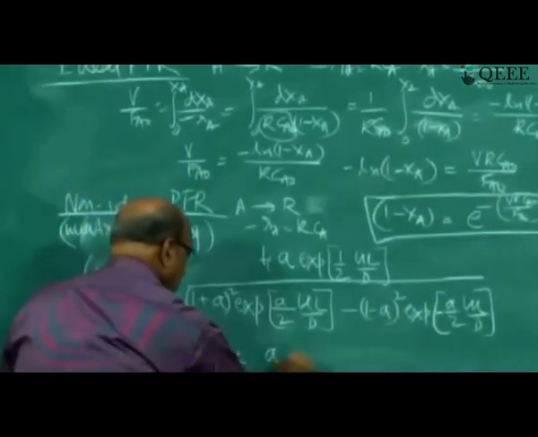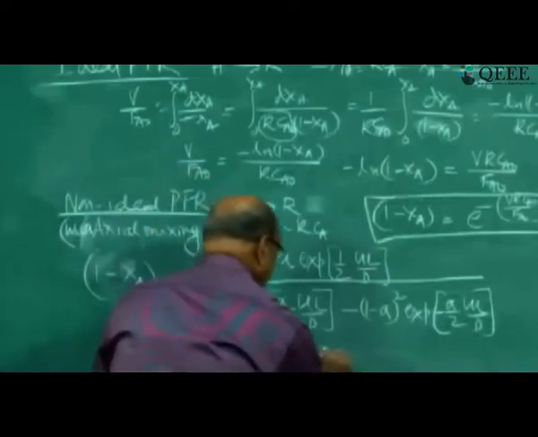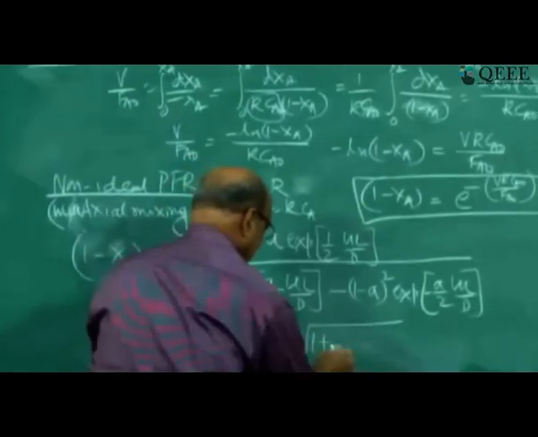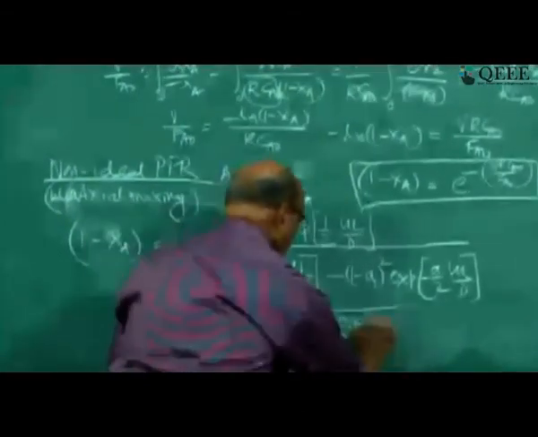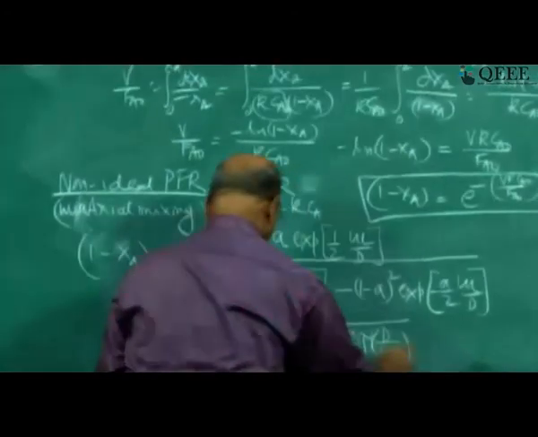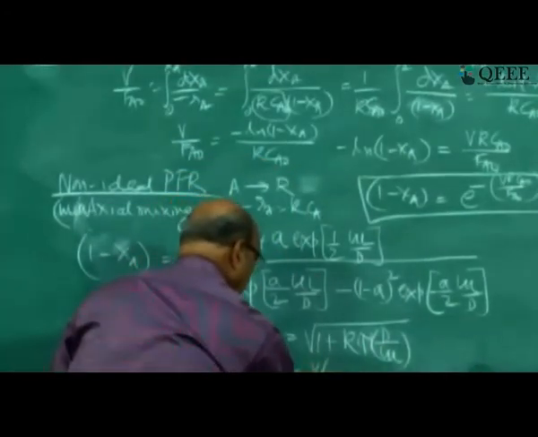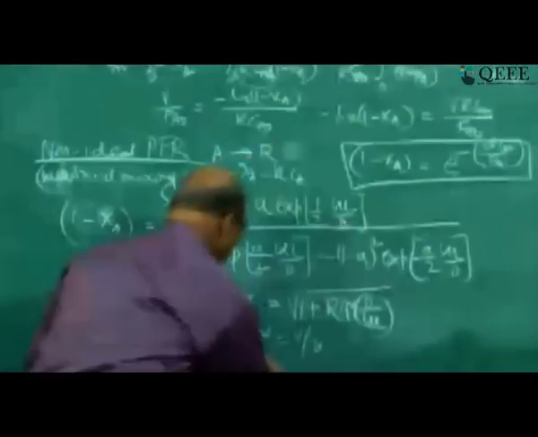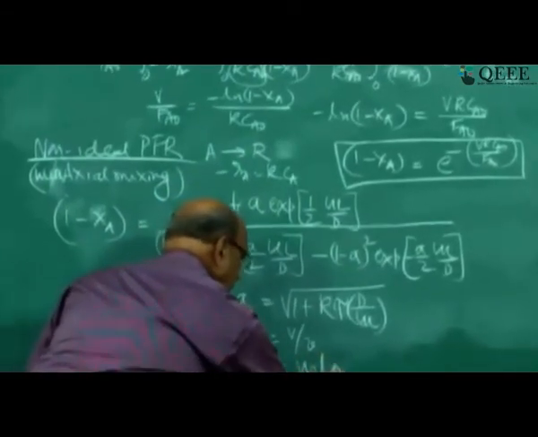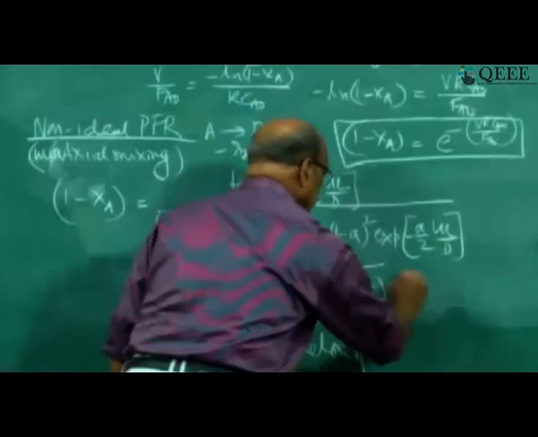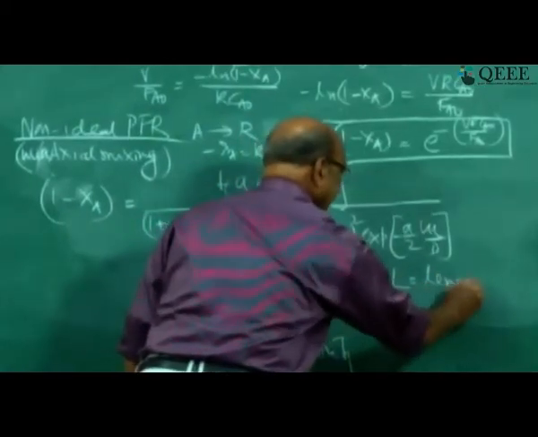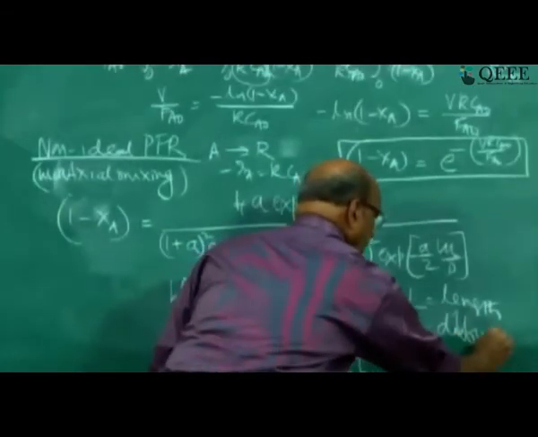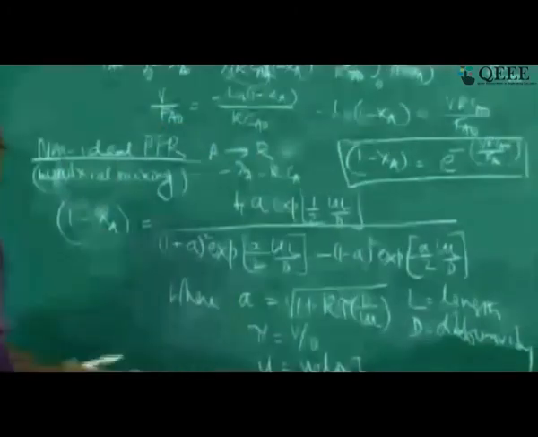It is where a equal to, because we have not defined what that is, square root of 1 plus k tau D by UL, where again tau equal to volume by volumetric flow rate, etc. And where U is the velocity and L is length of the reactor, and D equal to diffusivity, because we are talking about axial diffusion.